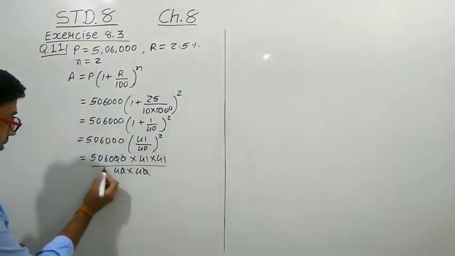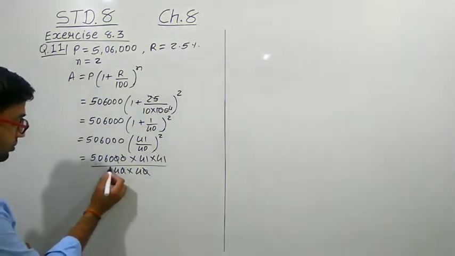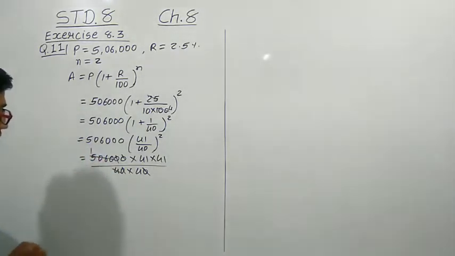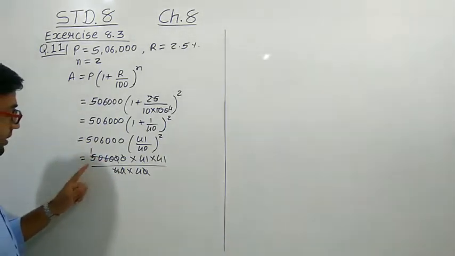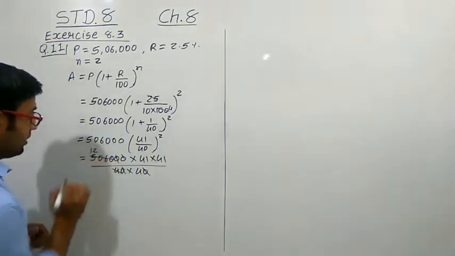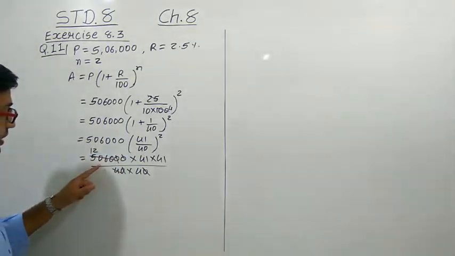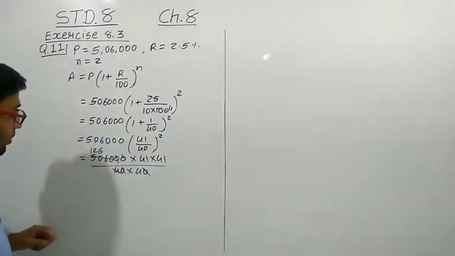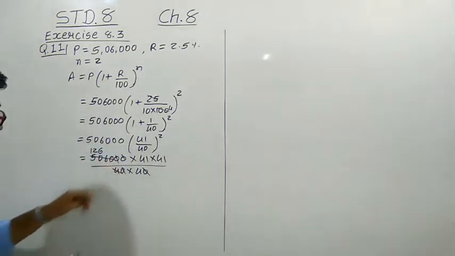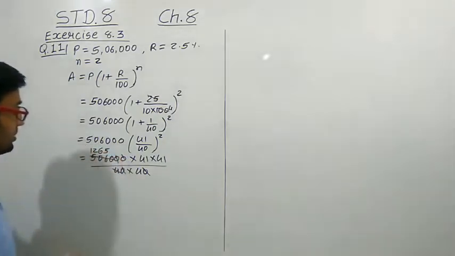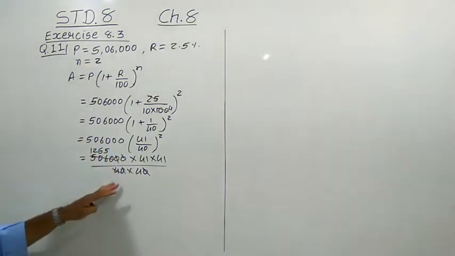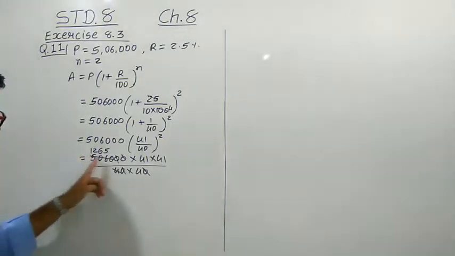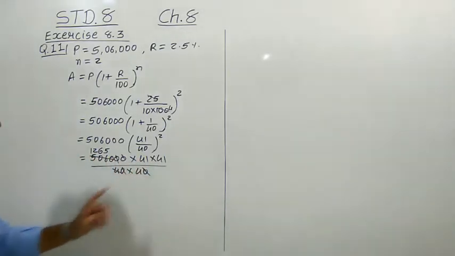Now we can cut this 5060 with the 4. So 4 ones are 4, 1 is the remainder, 10 is there, 4 twos are 8. Now 26 is there, so 6 fours are 24. Again 2 is the remainder, 0 is there, 20. 4 fives are 20. So this is the answer we are getting here. Now the division is not possible by 4, so we have to multiply all these numbers and then divide with 4.